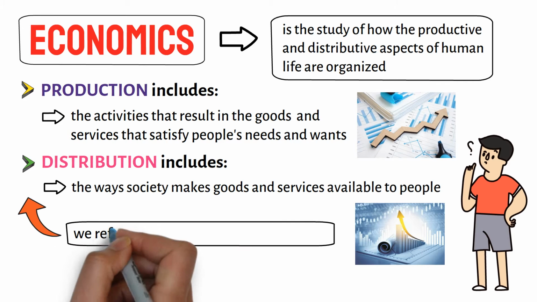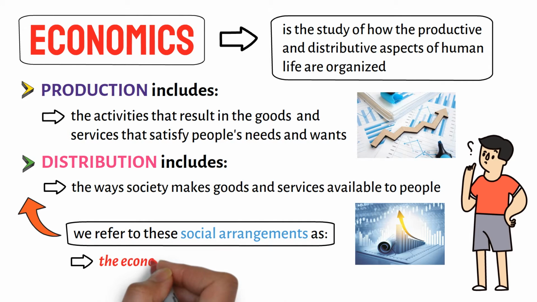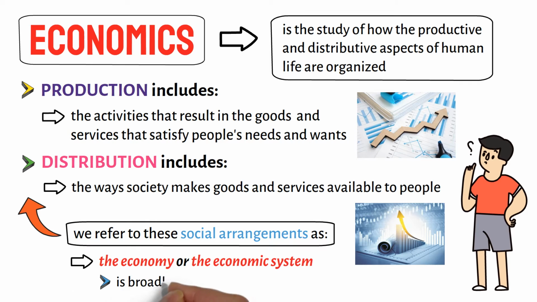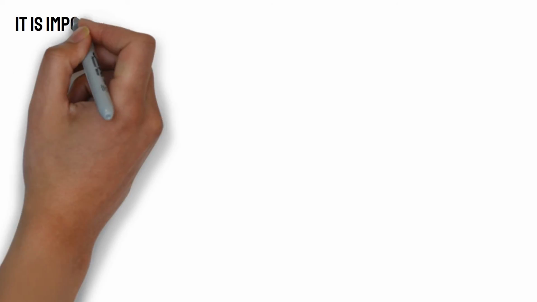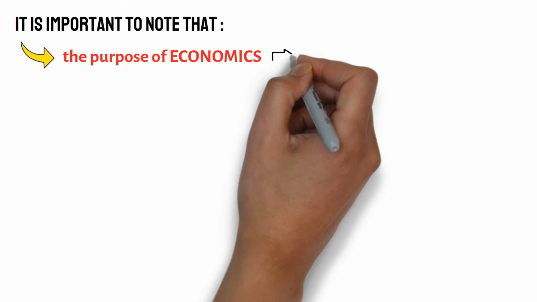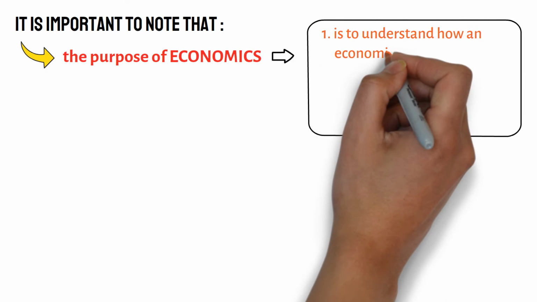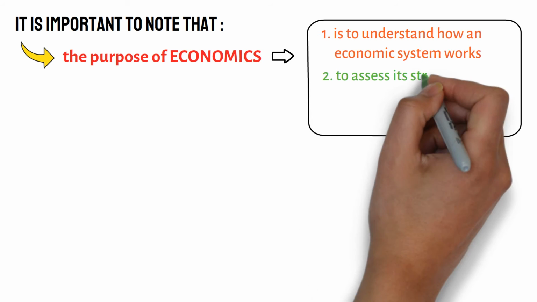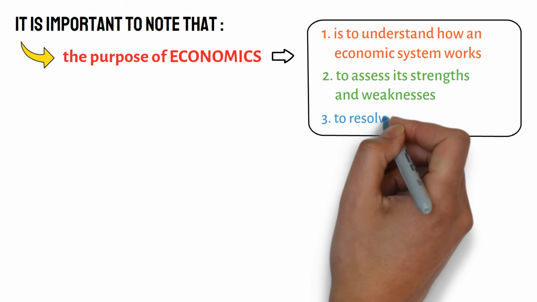We refer to these social arrangements as the economy or the economic system, and this is broadly speaking the focus of economics. It is important to note that the purpose of economics is to understand how an economic system works, to assess its strengths and weaknesses, and to resolve economic problems.